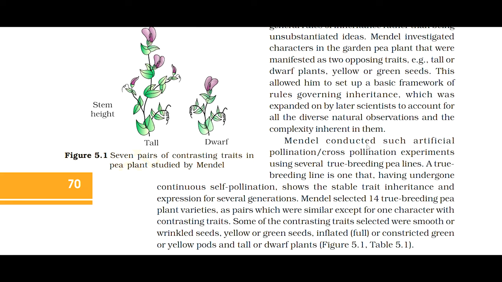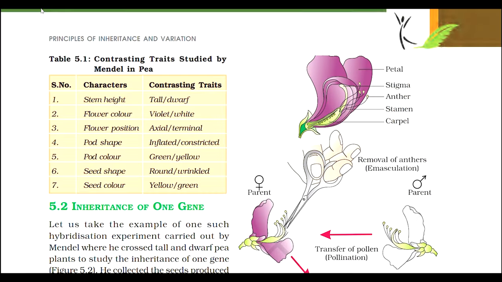A true breeding line is one that, having undergone continuous self-pollination, shows stable trait inheritance and expression for several generations. Mendel selected 14 true breeding pea plant varieties as pairs, which were similar except for one character with contrasting traits. Some of the contrasting traits selected were smooth or wrinkled seeds, yellow or green seeds, inflated, full or constricted green or yellow pods, and tall or dwarf plants, which is given in Figure 5.1 and Table 5.1.